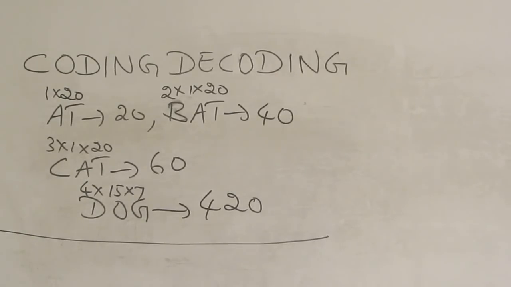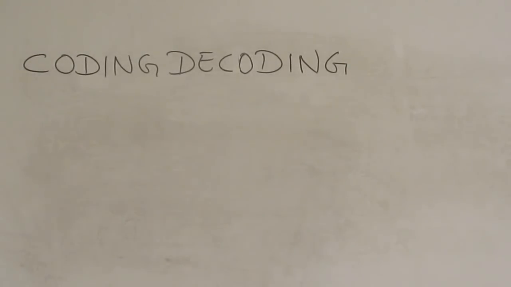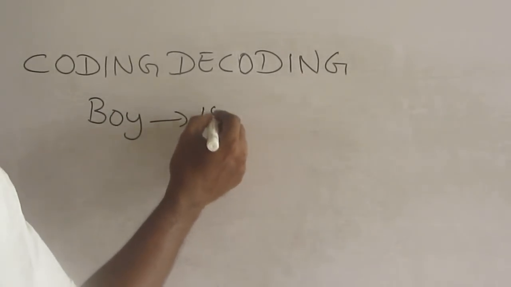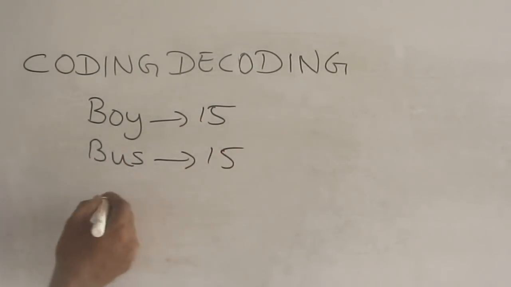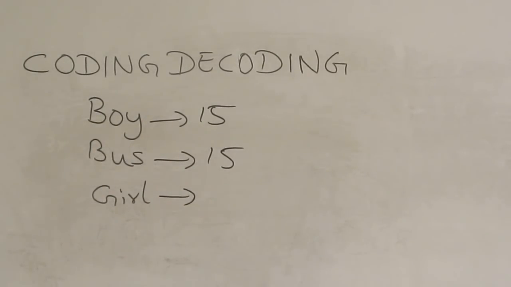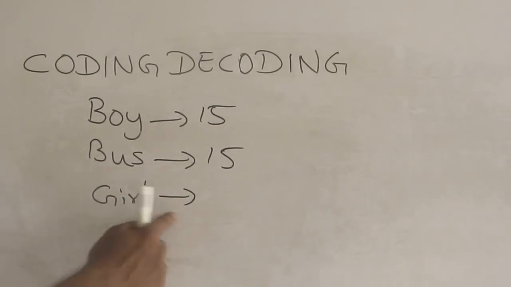The next case is a very simple one. In each and every question we are just moving to a different type. For example, if boy is coded as 15, and bus is also coded as 15, what is the code for girl? Most of the students, just by glancing at this question, say this is a 3-letter word, 15, so girl is a 4-letter word, so 20. Unfortunately that is not the answer.